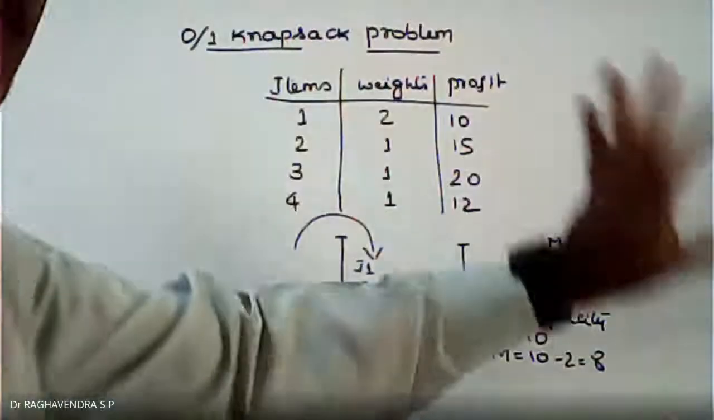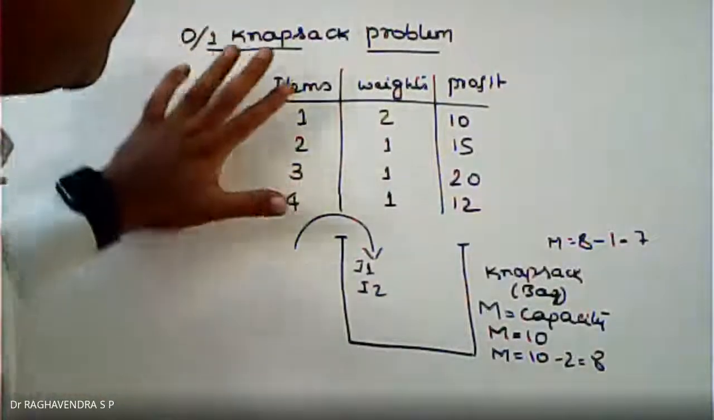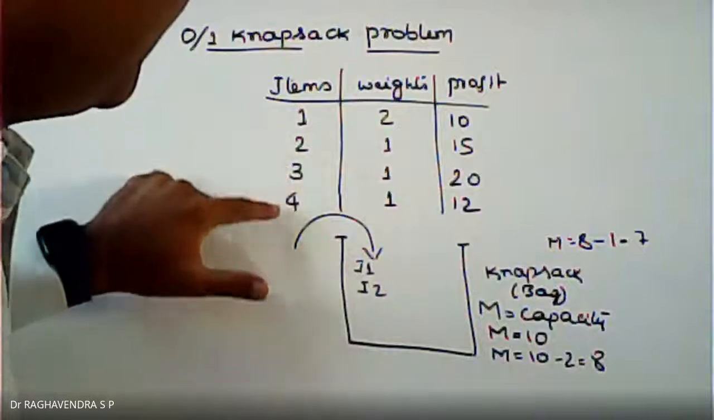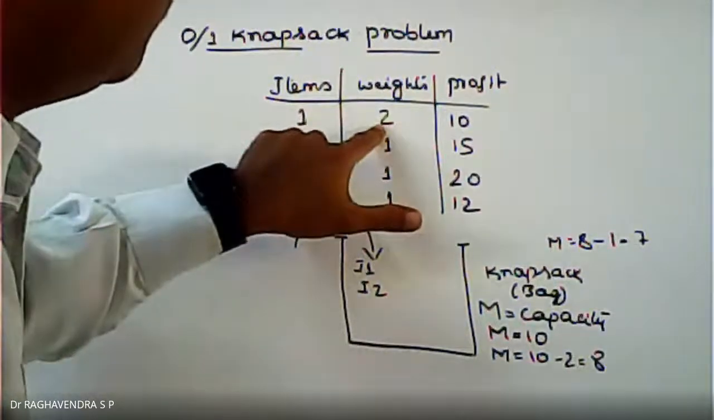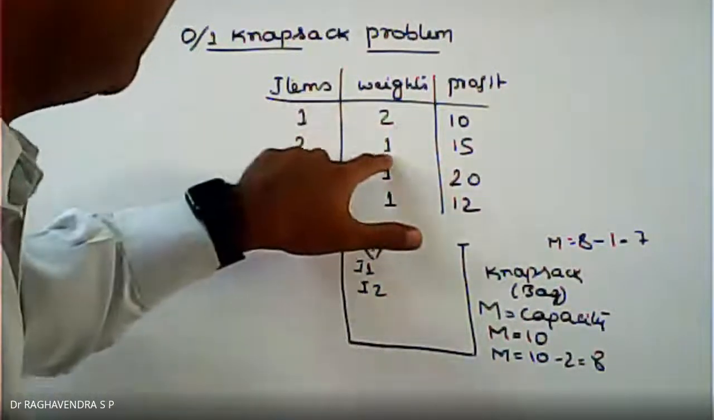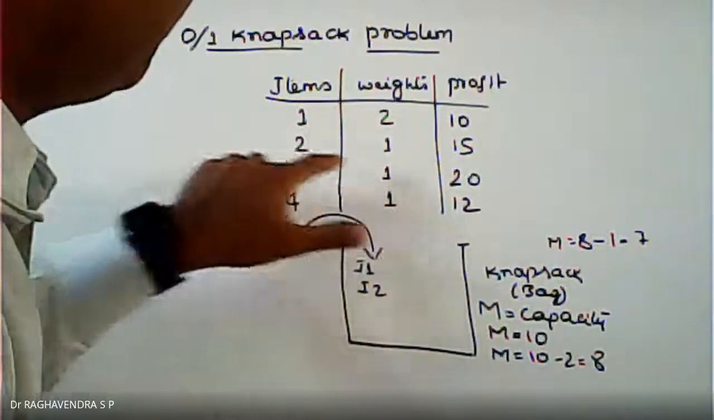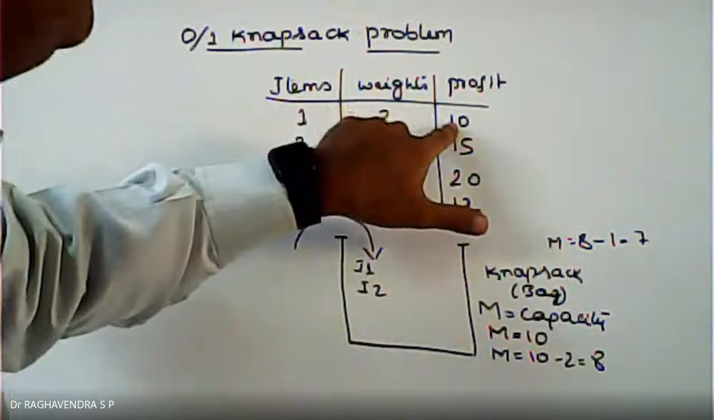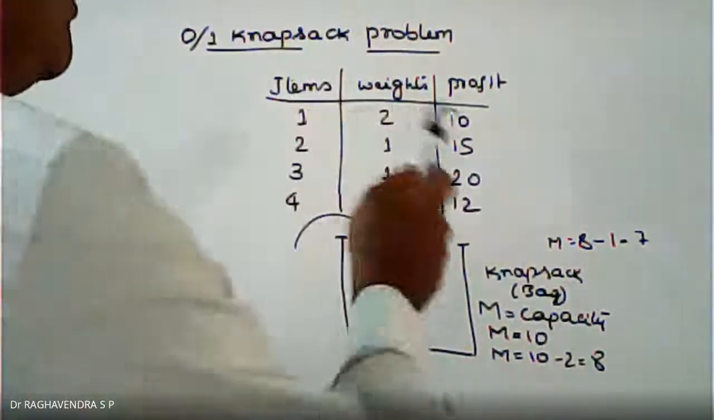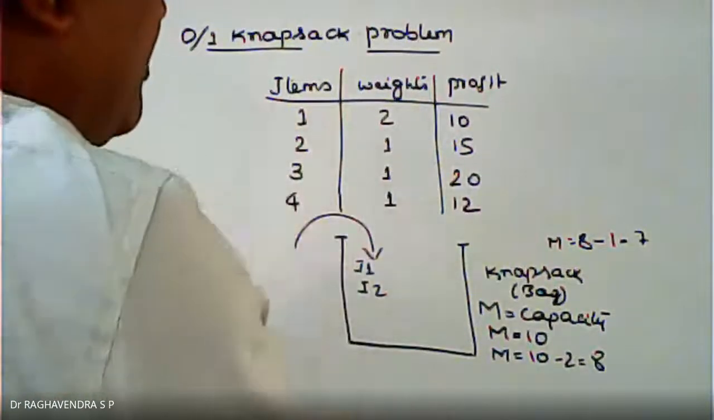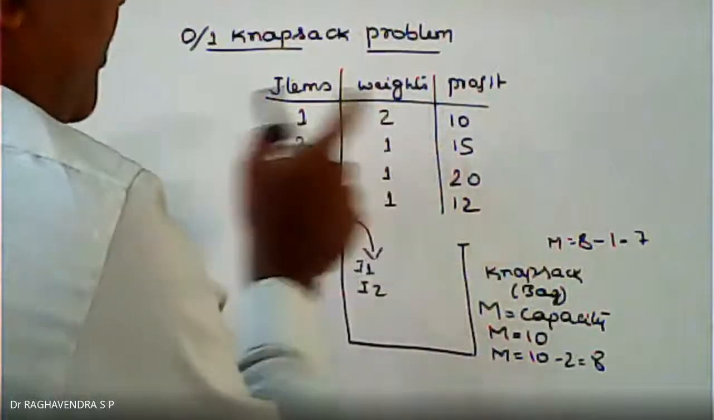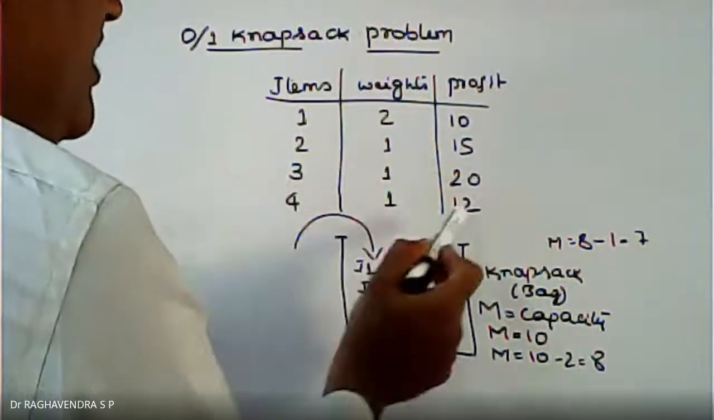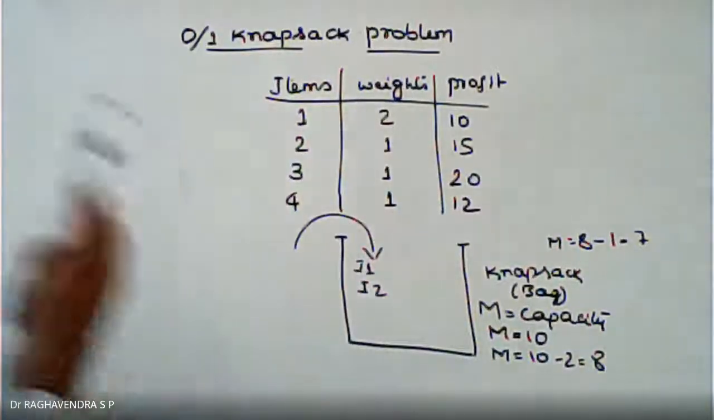So this is called a knapsack problem. We have 4 items: item 1, item 2, item 3 and item 4. 2 is the weight of item 1, 1 is the weight of item 2, 1 is the weight of item 3, 1 is the weight of item 4. And 10 is the profit of inserting item 1, 15 is the profit of inserting item 2, 20 is the profit of inserting item 3, 12 will be the profit of item 4.